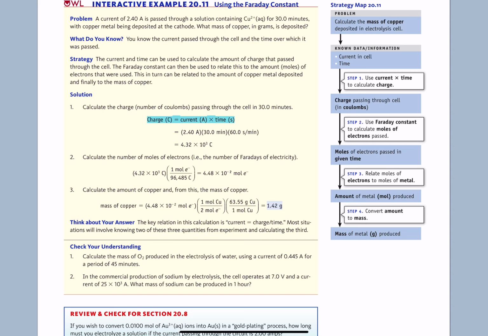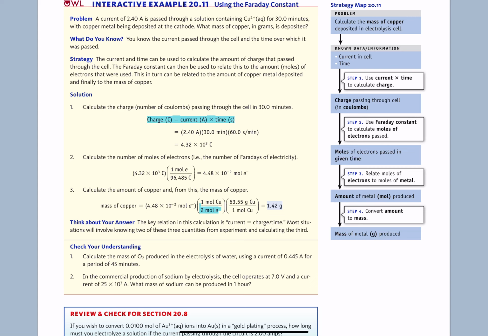Now finally, step 3, we can calculate the mass of copper. We take our moles of electrons and divide by 2 because there's 2 electrons for every copper atom. Remember, it was a plus 2. So we divide by 2. And then we multiply by the molar mass of copper from the periodic table. As a result, moles of electrons cancels, moles of copper cancels, and all that's left is grams. 1.42 grams of copper would theoretically cover this electrode in 30 minutes if the current was 2.40 amps.